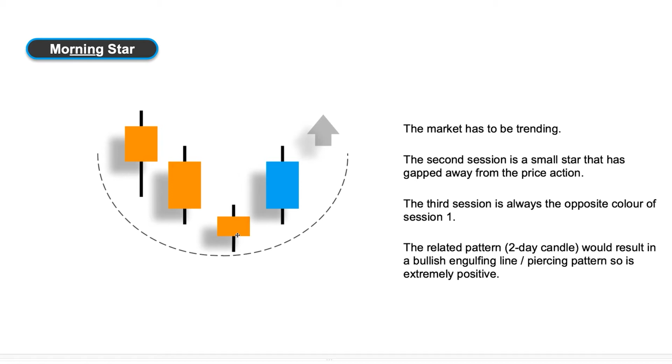Now confirmation is required. So the next candle, we start to see a blue candle or an up candle, and that confirms that the morning star formation is finished, and it gives you a potential there to place a trade on the upside.